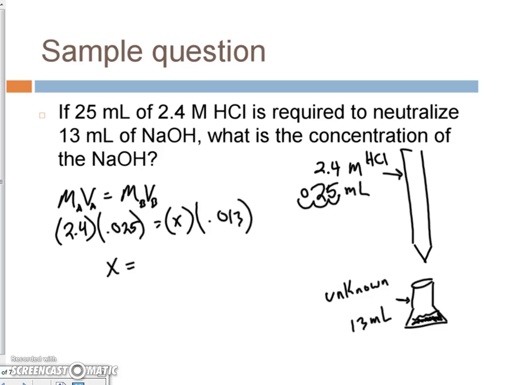X equals, plug into my calculator here, 2.4 times 0.025 divided by 0.013. X equals 4.6, and we only get 2 sig figs because of this guy here. So 4.6, and what was X? X was a molarity, so we need to make sure we have our concentration in molarity there. So that's how we find an unknown concentration of base.